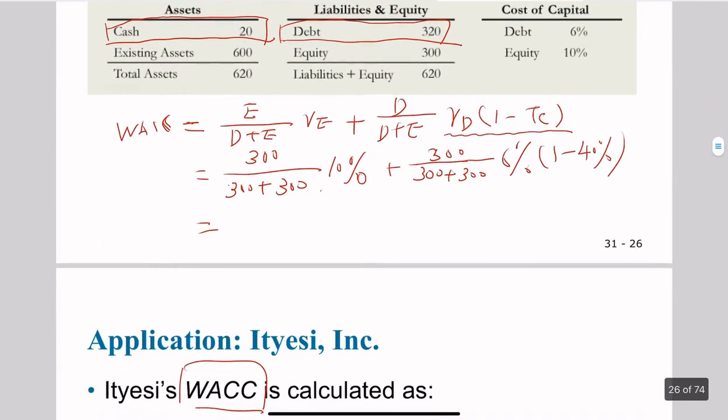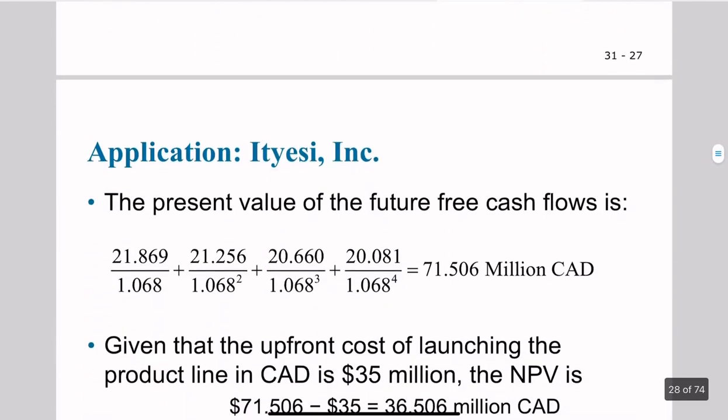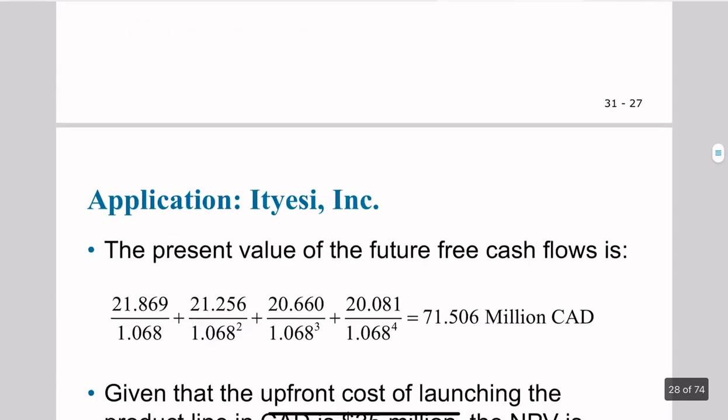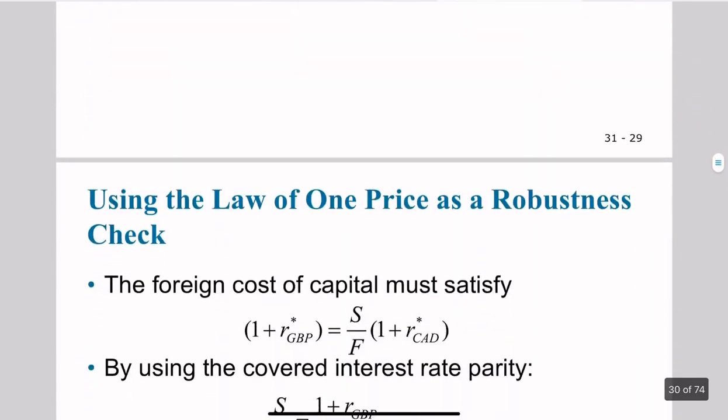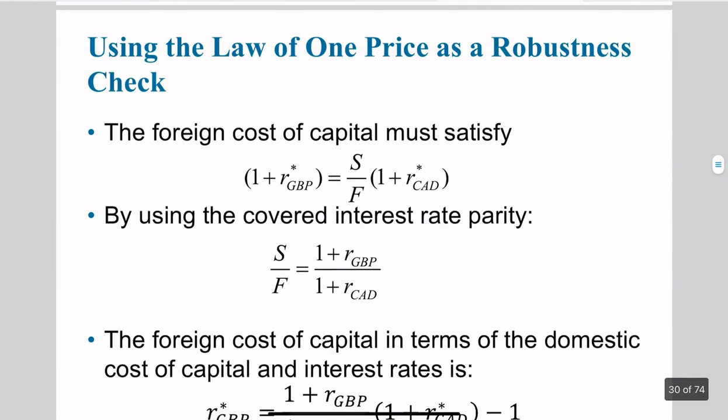Now, how can we find out the cost of capital in the UK? Here we will use a different way compared with CAPM. We will think about the covered interest rate parity, and use it to find the cost of capital in the UK. So remember, in last class, in section 1 of this lecture, we learned about this result.